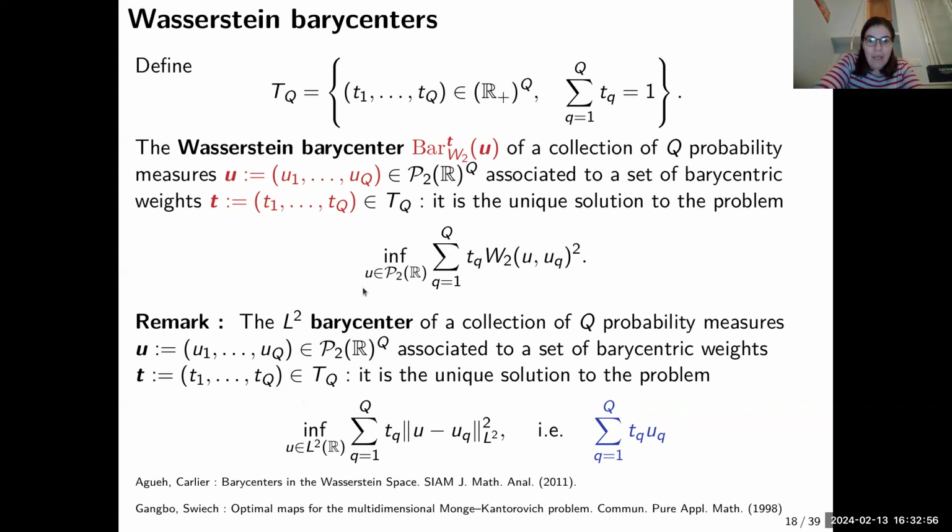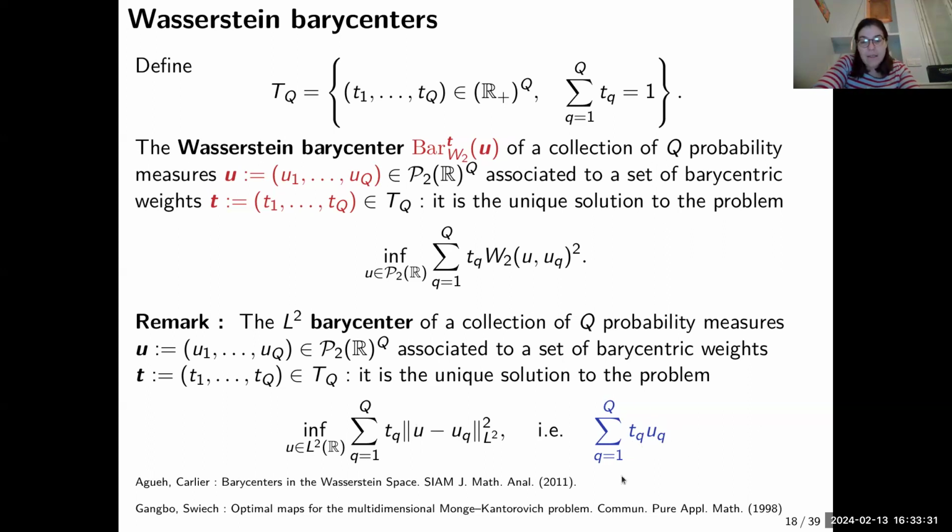Okay, so here consider the same minimization problem, but instead of having the Wasserstein distance, you put the L2 norm of U minus Uq in the minimization problem, you see? So you consider a Euclidean norm instead of this Wasserstein distance. Then for the latter minimization problem, you know what is the unique minimizer. It is simply the linear combination of the Uq probability densities with weights given by Tq.